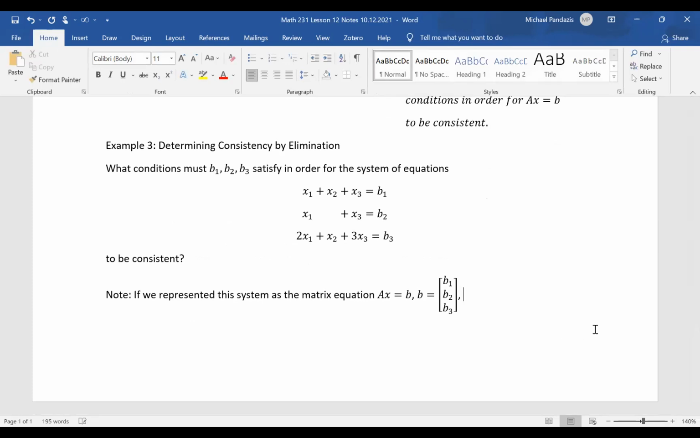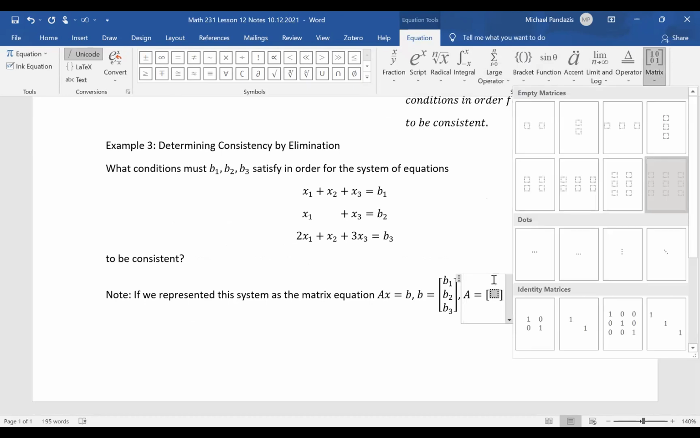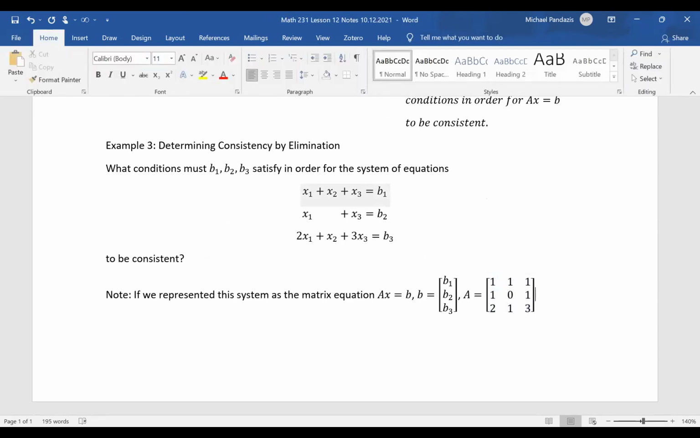I'll just point out, A would be the 3 by 3 coefficient matrix, which you just look at the entries here: 1, 1, 1, 1, 0, 1, and 2, 1, 3. That would be A. And x, little x, would be the 3 by 1 matrix, which would be x1, x2, x3.